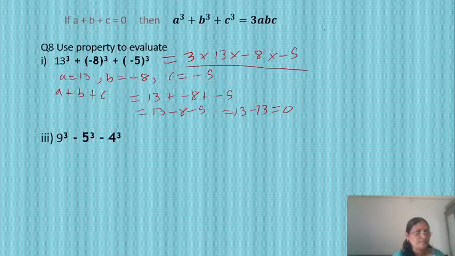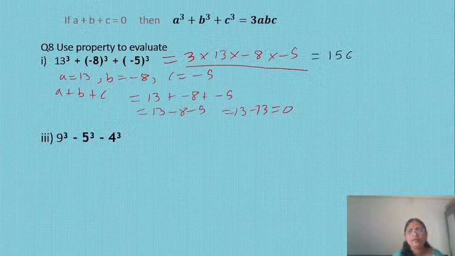Class, find the product. So minus into minus is plus, so the answer is going to be positive. So I multiply and tell me the answer. I think it is 1560.